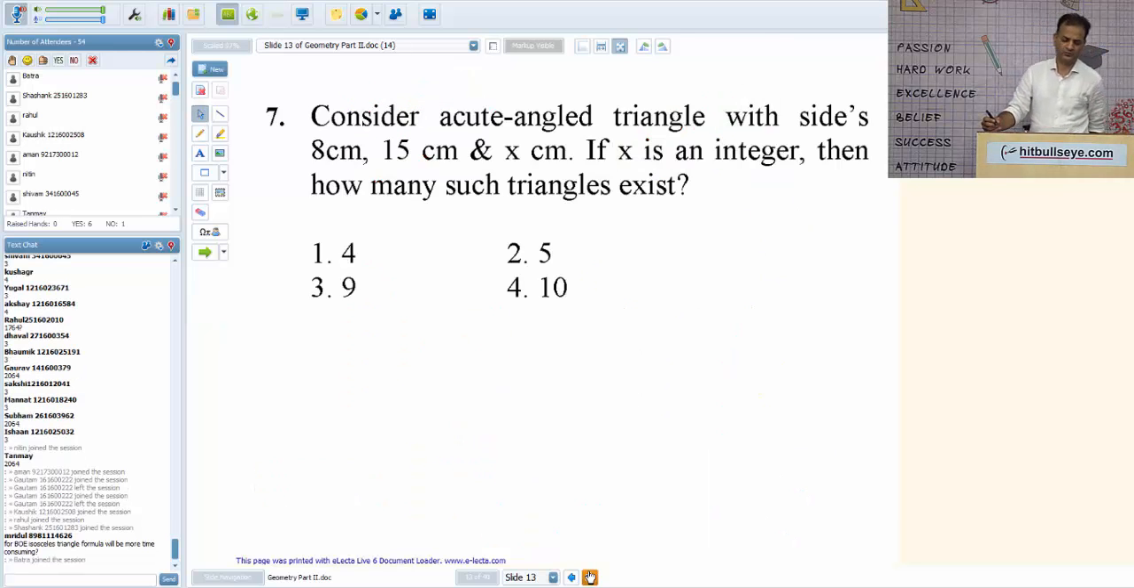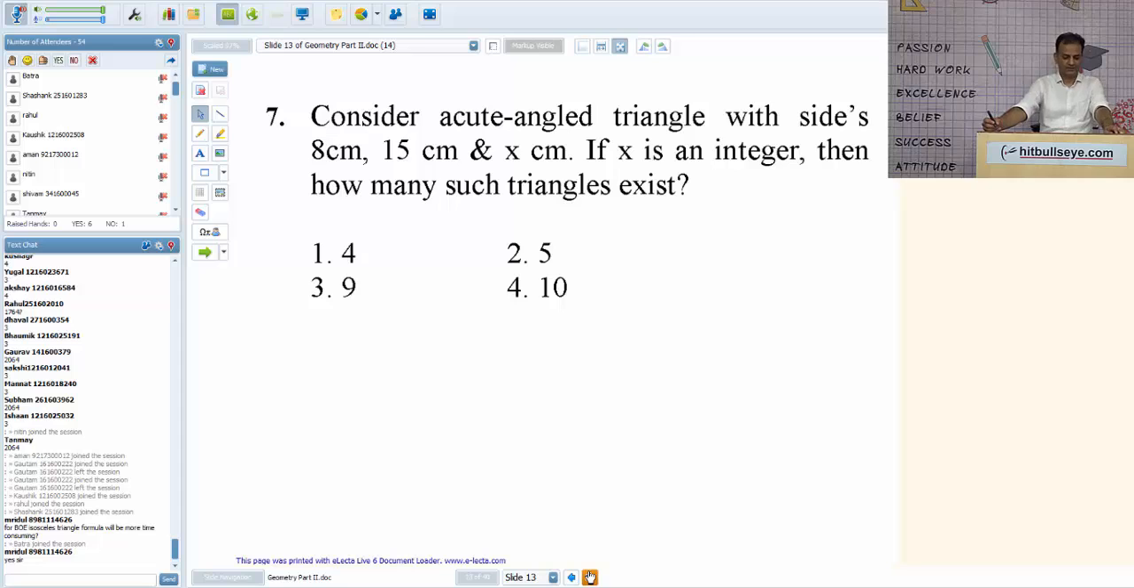Now, next question is again CAT 2008. Very good question. Just read it and tell me the answer. Acute angle triangle with sides 8, 15 and x. In the last class we have done an easy question where the perimeter is given. Now just do that. This is a very important question. On this property, friends, you can find a lot of questions.